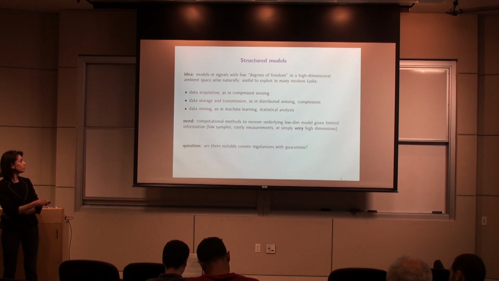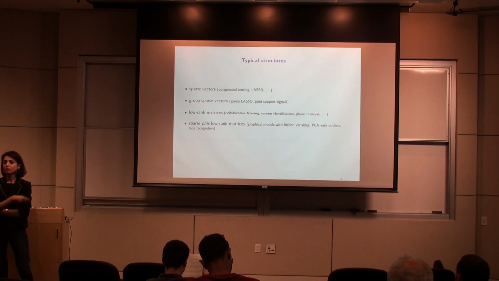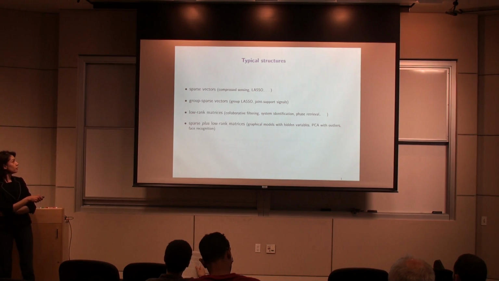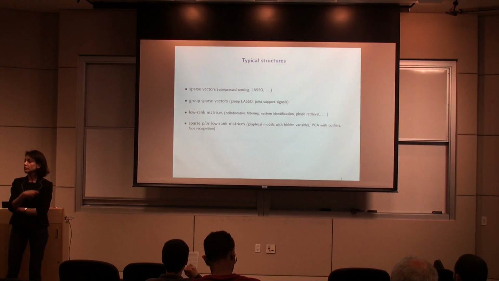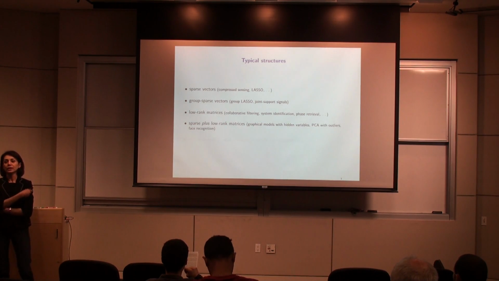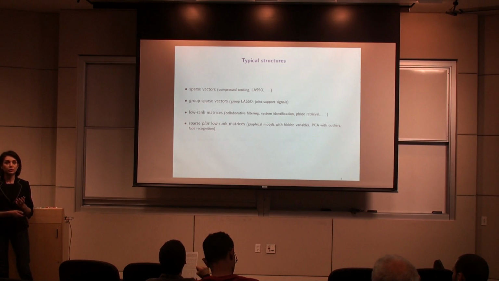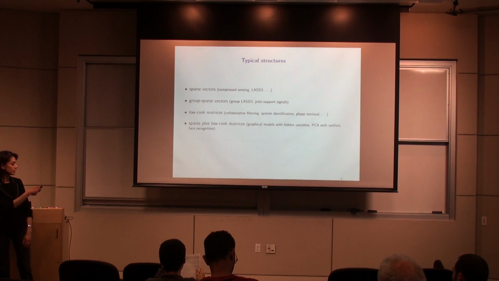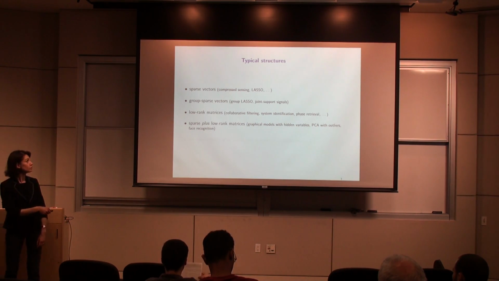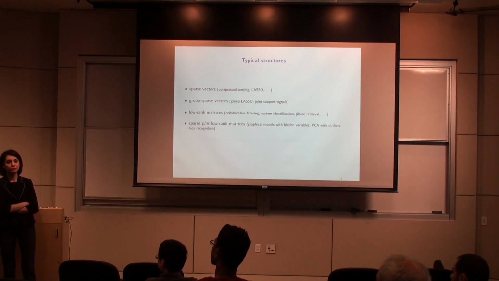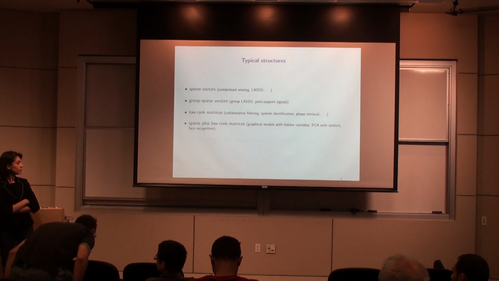So some examples of the typical structures we look at are as follows. The most common ones are, okay, I'm looking for a vector. For example, it could be a set of coefficients representing a model, and this vector is sparse. So let's say it only has k non-zeros out of possible n number of entries. This comes up in compressed sensing. It comes up in the lasso regression in statistics, and many other areas.